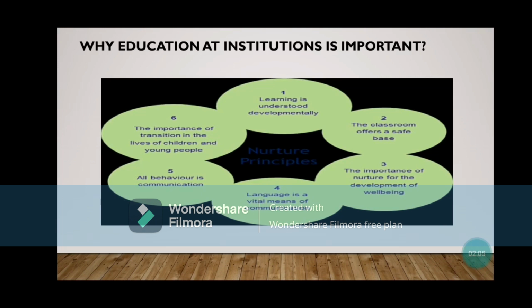Why is education at institutions so important? So we have basic 6 points here. Learning is understood developmentally. So if we are physically present there, we will understand everything better. Number 2, the classroom offers a safe base. Number 3, the importance of nurture for the development of well-being. Number 4, language is a vital means of communication. Number 5, all behavior is communication. Number 6, the importance of transition in the lives of children and young people. So now we know the importance of education physically.